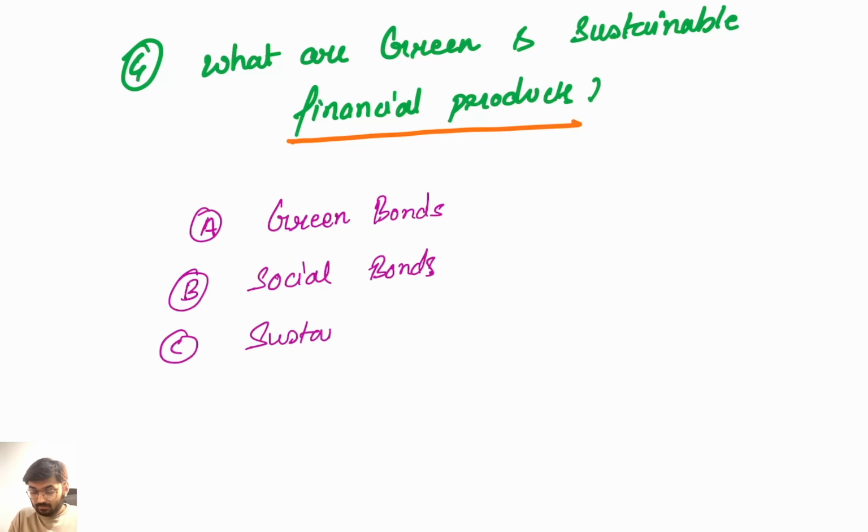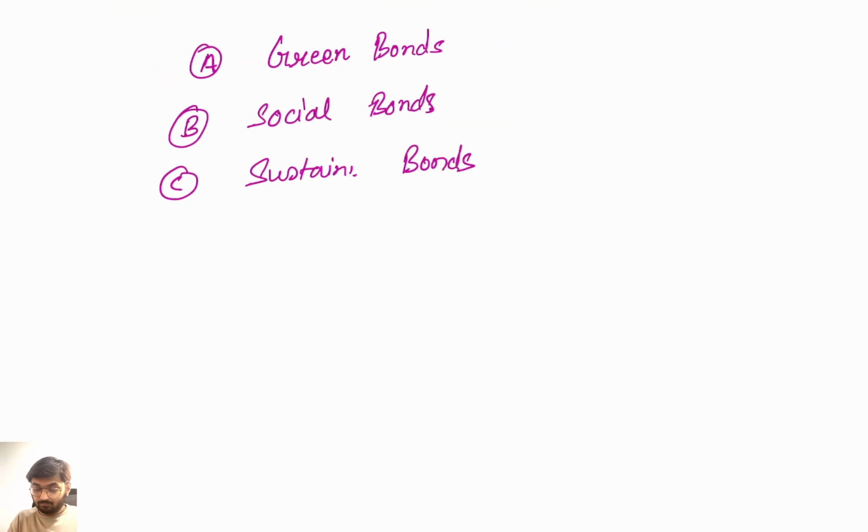Sustainability bonds. Fourth one, point number D, is your green loan. And the point number E, write down, it's your sustainability linked bonds or loans. Now let us see one by one.